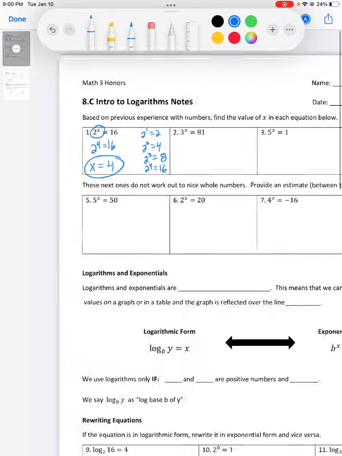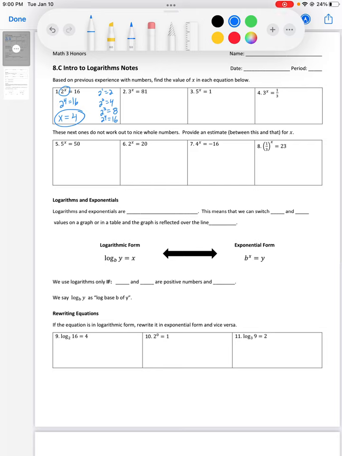I just want you to think about the next 3 and see if you can figure it out. See if you can just think about what value would x be to make this equation true. So you can pause the video and you can work on that, and then we'll go over it.